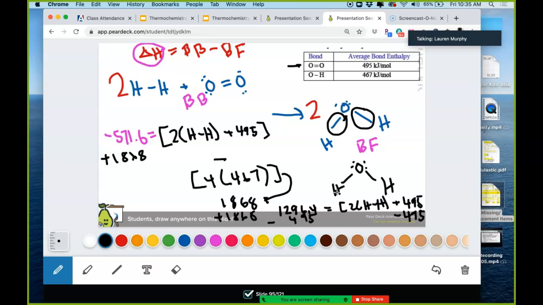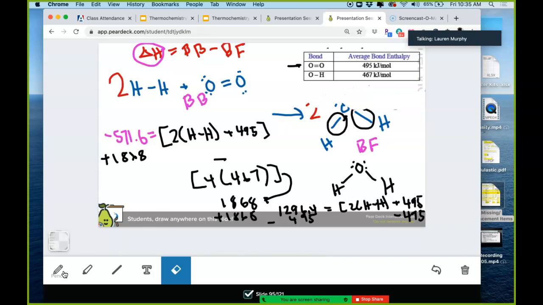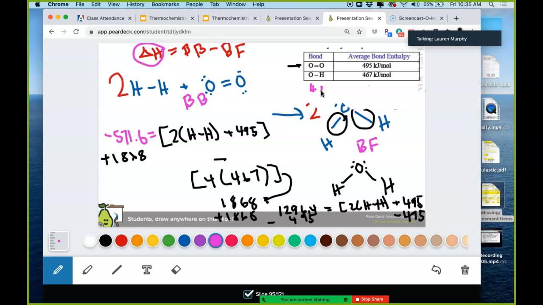So this ends up being, sorry, I've got to do it up here. Sorry, guys. 801.4 equals 2 of the hydrogen molecules. Now, to get the hydrogen-hydrogen bond enthalpy, you have to get rid of this 2 too. So divided by 2, and that bond enthalpy ends up being 400.7. So if I were to complete my chart, a hydrogen-hydrogen bond is 400.7 kilojoules per mole based on this data.